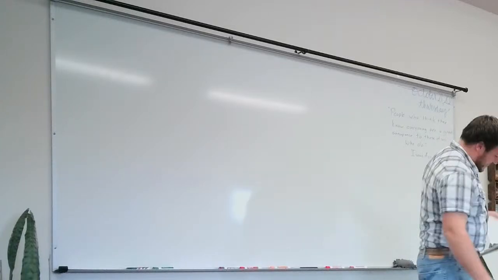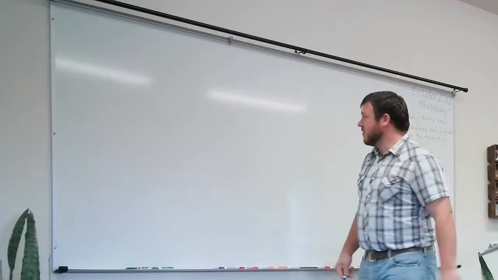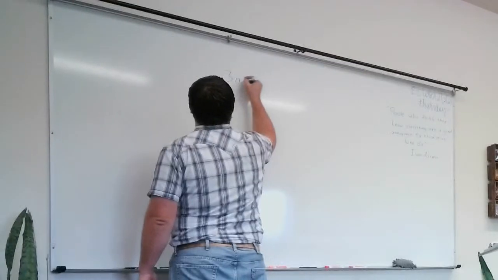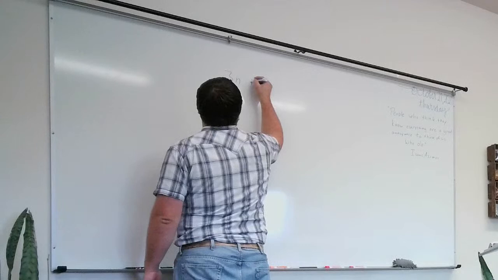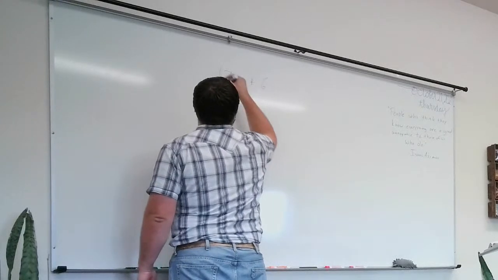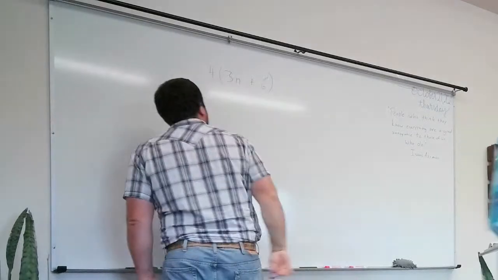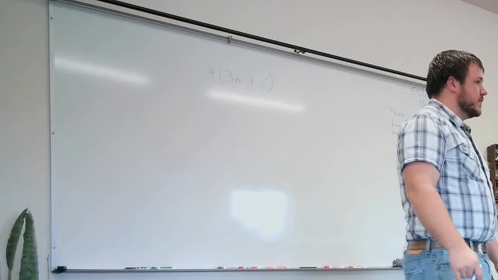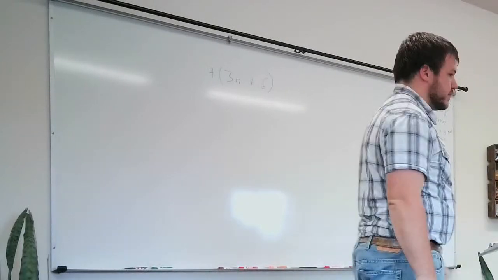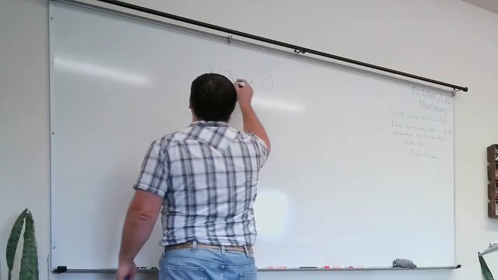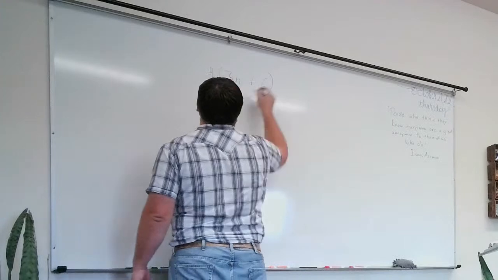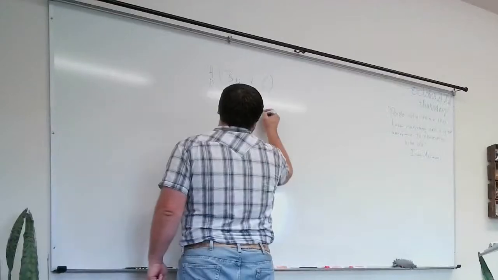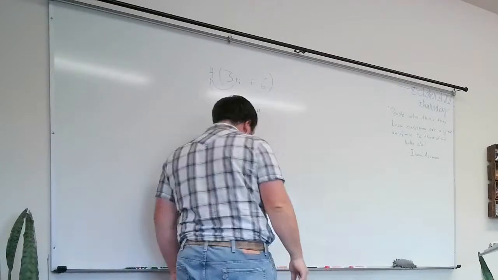All right, so we've learned about the distributive property of multiplication. How do we do the distributive property of multiplication? Oh, that's where you times by. Correct. So you just take this one, multiply by this one, multiply by that one. So you get what? 12n plus 24. All right.